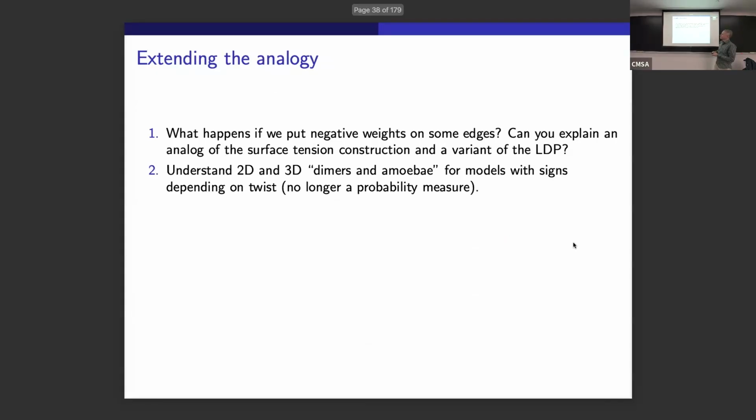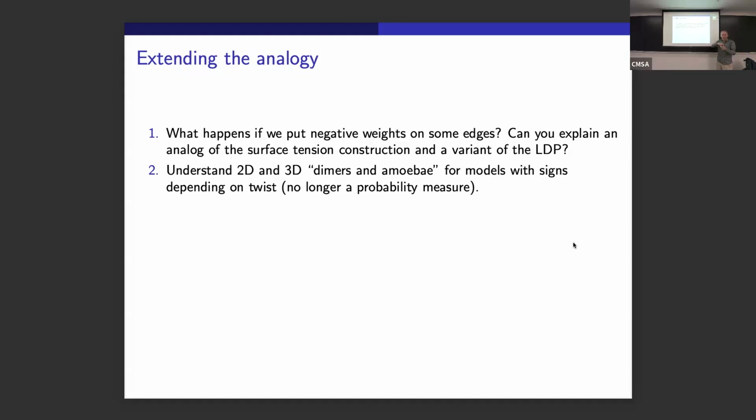So maybe I'll just say there are a lot of problems you can ask already about the dimer model. I've got people here like Amol in the audience, and people who know dimer models very well, who I'm very happy if they can help me address some of these problems just already in the 2D dimer case. What happens if you put negative weights on some of the edges in the dimer model? So it's not strictly a probability model.